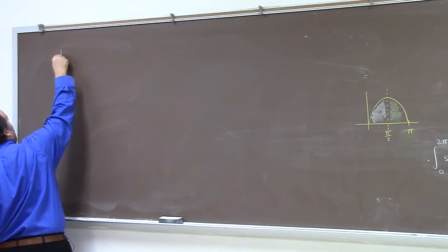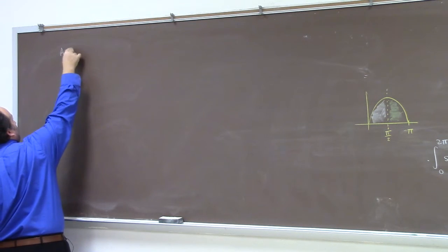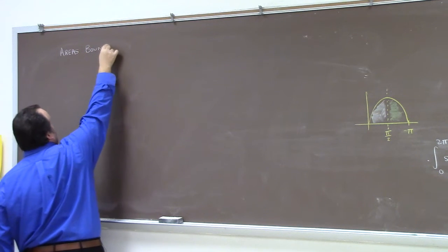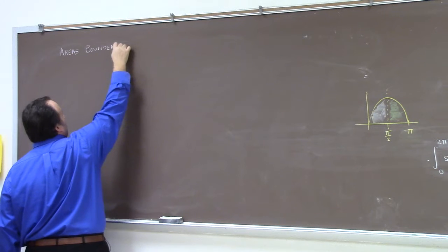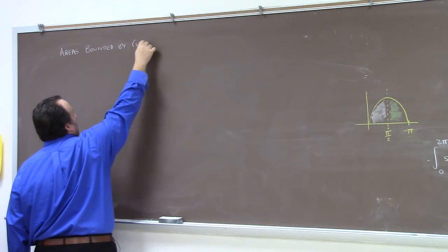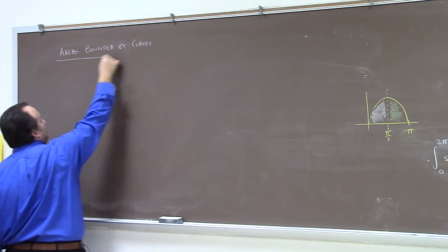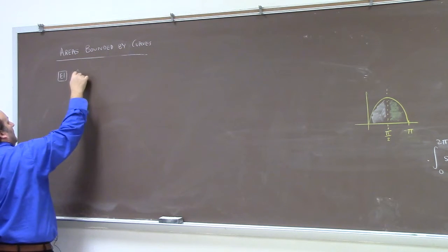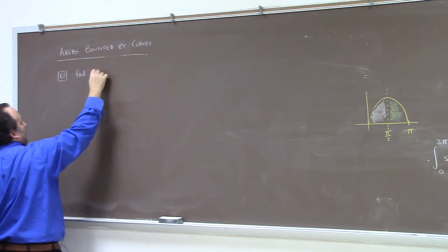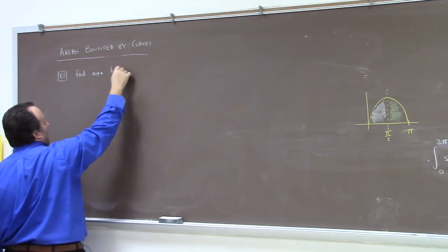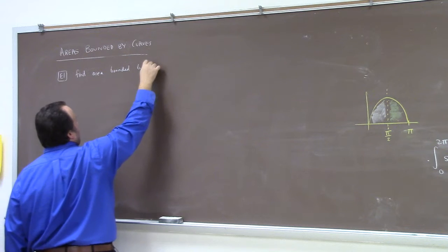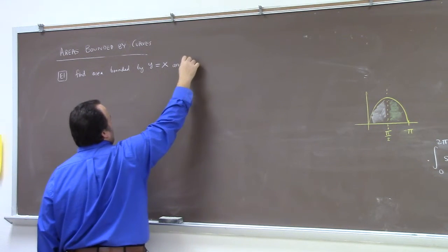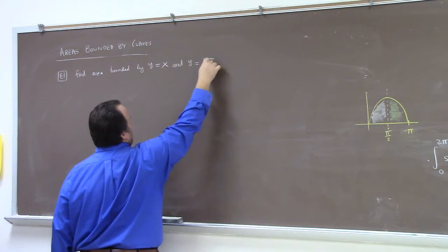Anyway, the next topic past that is areas bounded by curves. You're like, well, didn't we already do that? Well, we did it in a special case. So let me show you a typical example. Find the area bounded by y equals x and y equals the square root of x.